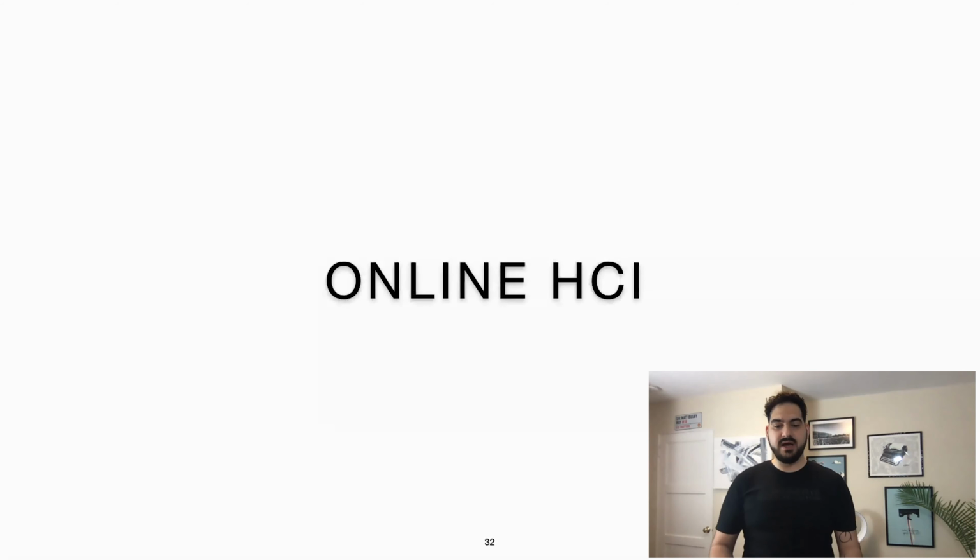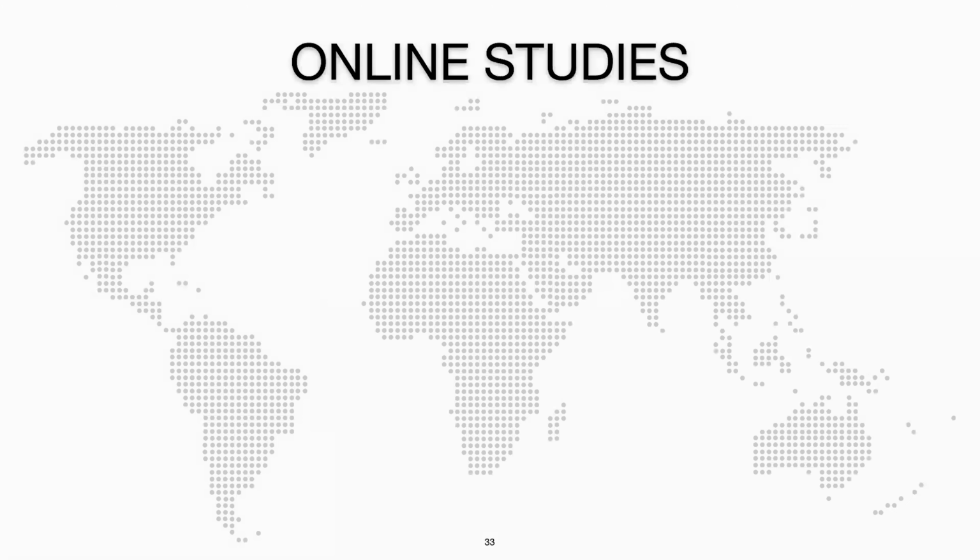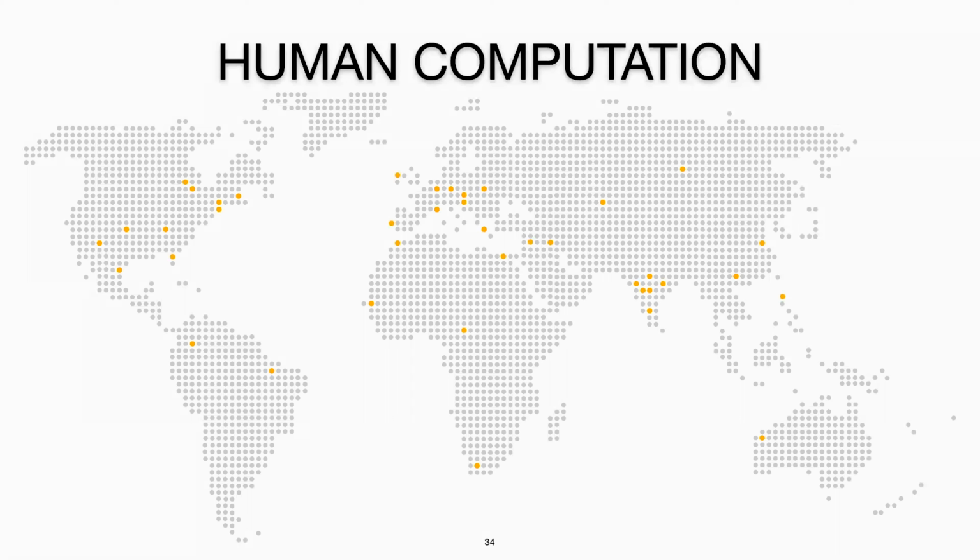So to address these drawbacks, I looked to another area of HCI, which is called online HCI. Lazar et al. classify online HCI into two major categories. First, online studies, which are the practice of crowdsourcing user research online. And the second area of online HCI is called human computation, which is the practice of using online crowds to perform a task that a computer alone is unable to do, or one person alone is also unable to complete.